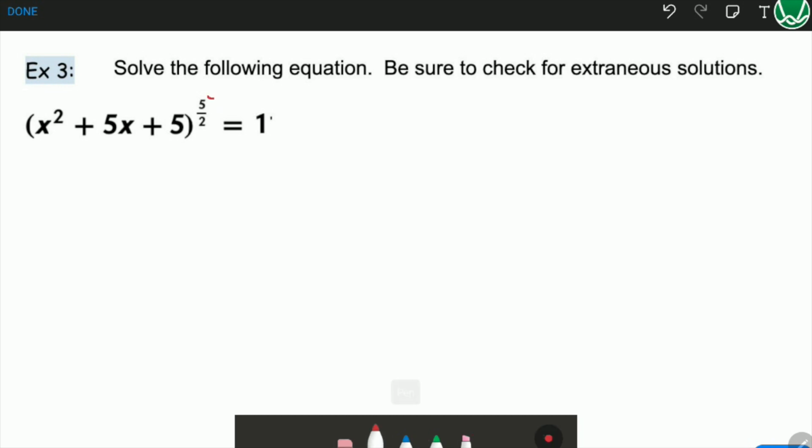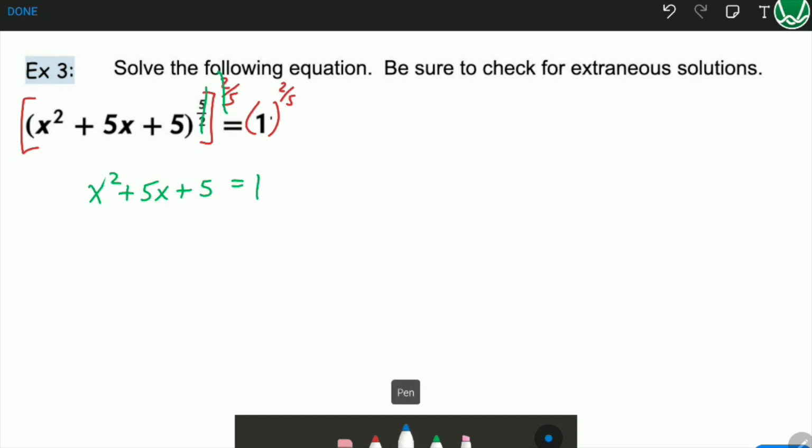So to get rid of the 5/2 power here, we will raise both sides to the 2/5 power. Exponents will cancel, leaving me with x squared plus 5x plus 5. And then 1 to any power is going to be 1. Now we just have to solve this.